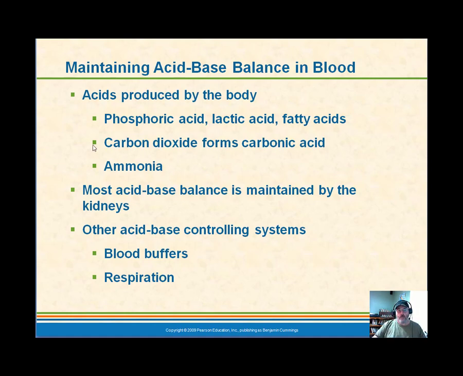Now, most acid-base balance is maintained by the kidneys. So we pump hydrogen ions, which are the things that make the bloodstream acid, into urine, for instance. Other control mechanisms that we do have are blood buffers and the respiratory system. Now, I've already mentioned that the respiratory system can compensate by having us blow off excess acid as carbon dioxide.